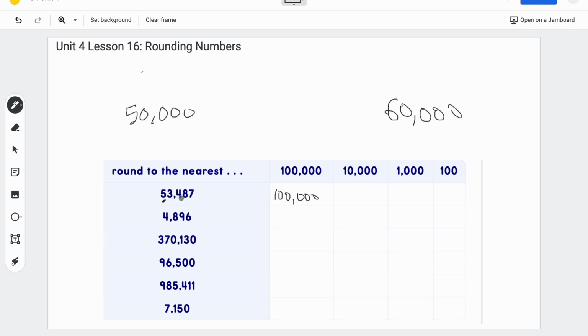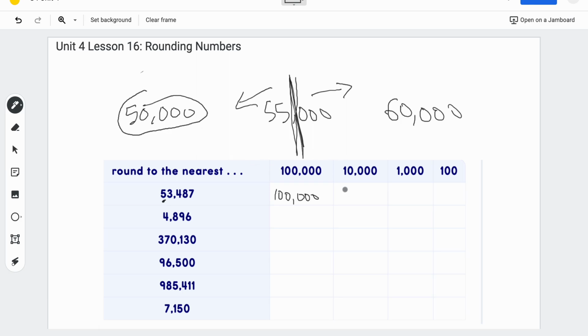So you go to the 10,000th place over here, and you're going to see, is this number closer to 50,000 or 60,000? Here the middle between 50,000 and 60,000 is 55,000. That's the middle. So this is going to be our reference point to know whether we're going to round up to 60,000 or round down to 50,000. Well, I know that 53,000 is less than 55,000. Therefore, this number rounds down to 50,000.